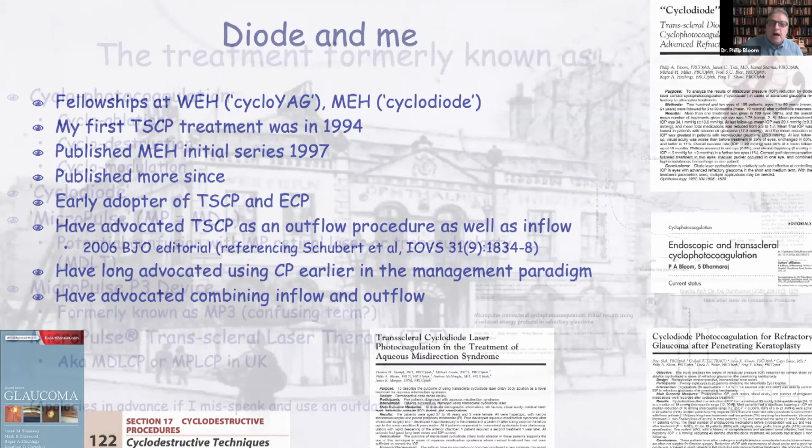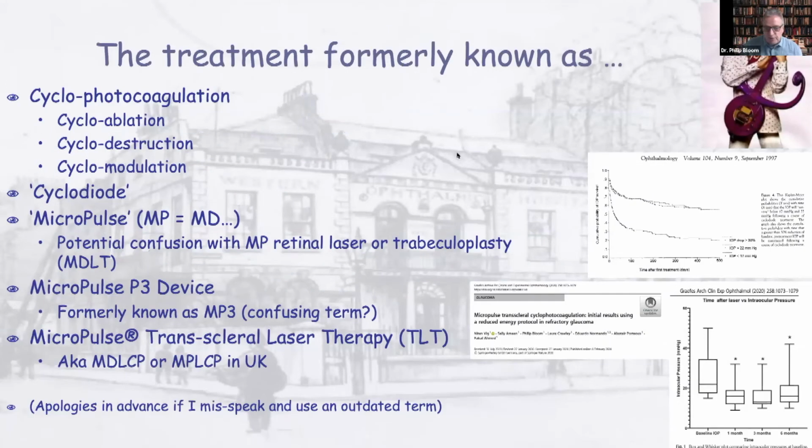So of course, this is the treatment formerly known as a number of different things. I'm an old boy, and I find it difficult to change. I've been asked to call this treatment the MicroPulse P3 device, as opposed to many of the other confusing terms. Suffice it to say that I apologize if I misspeak and say the wrong word in the excitement of this presentation. Just to show you here, this is a graphic from the original 1997 publication showing the transscleral treatment, and this is a more recent publication with my colleagues at the Western Eye Hospital, showing similar sorts of results in the early stages, but perhaps fewer complications. It's a better tolerated treatment, etc.